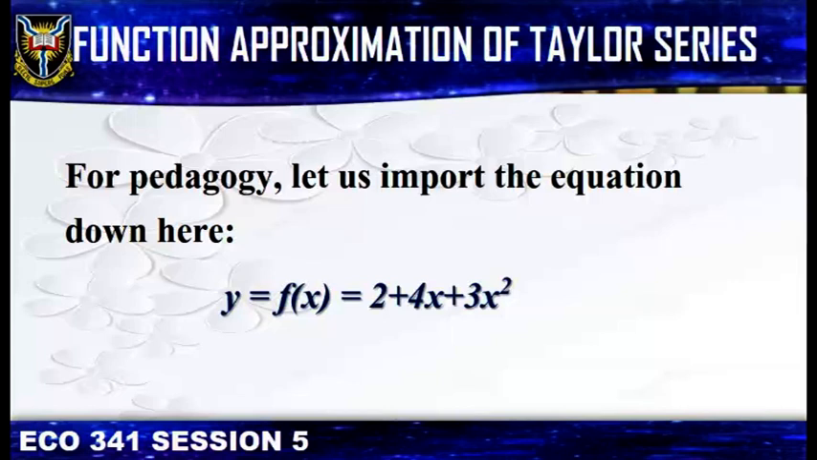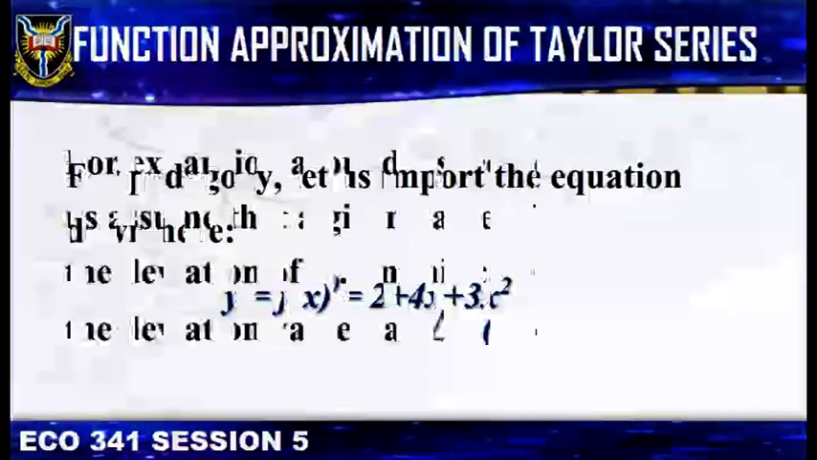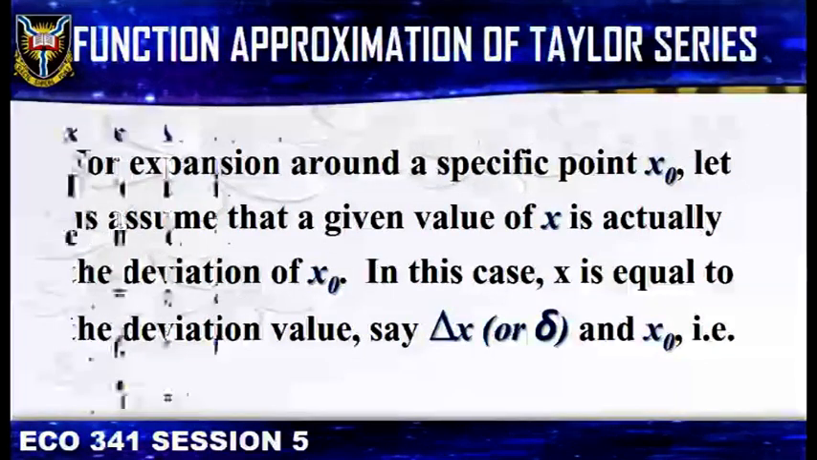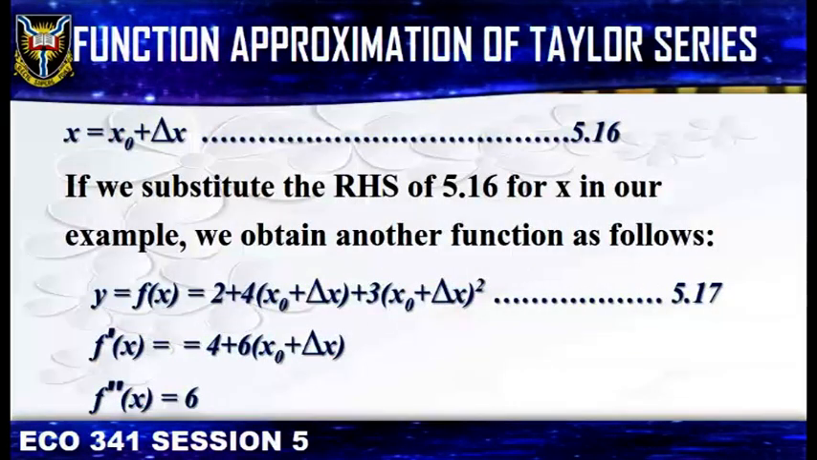y is equal to function of x is equal to 2 plus 4x plus 3x squared. For expansion around a specific point x naught, let us assume that a given value of x is actually the deviation from x naught. In this case, x is equal to x naught plus dx, equation 5.16.